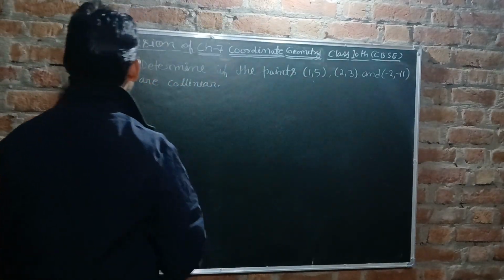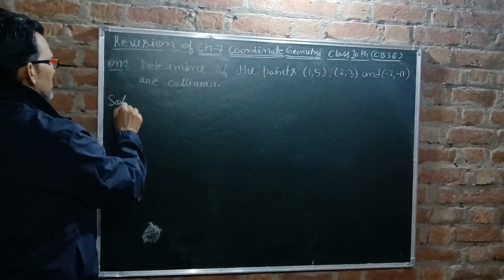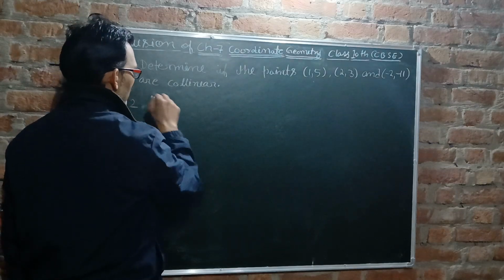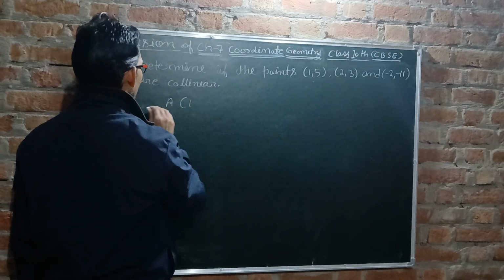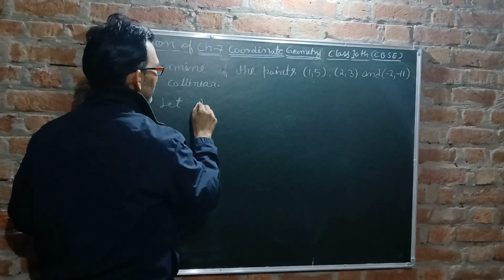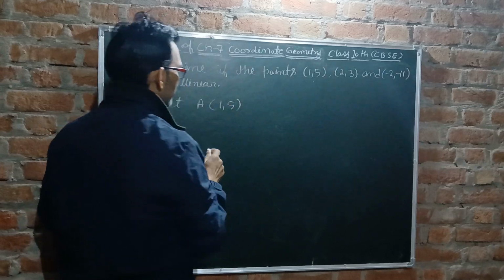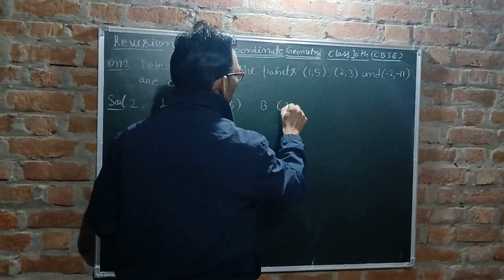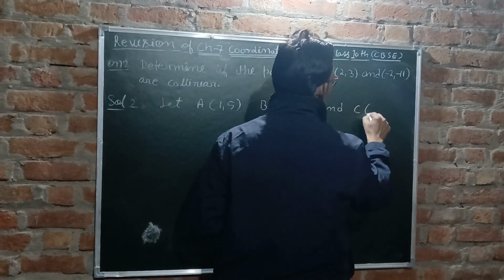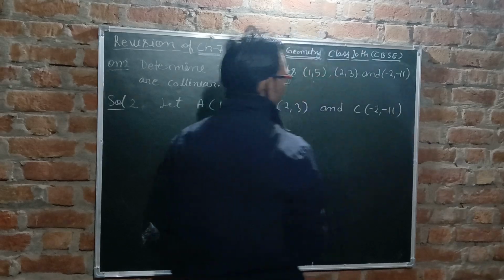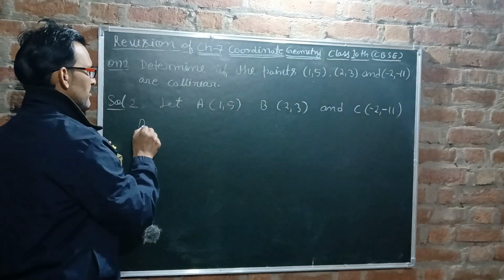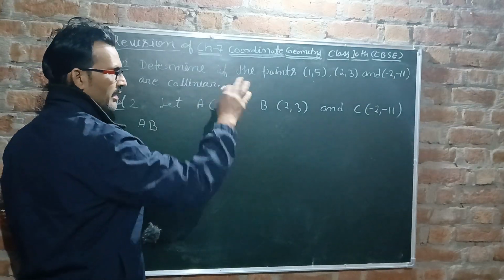Solution number 2. We suppose A is a point that is 1 comma 5, B will be another point that is 2 comma 3 and C will be another point that is minus 2 comma minus 11. These are the points that I supposed as A, B, C. So we have to find the distance between AB, BC and AC.